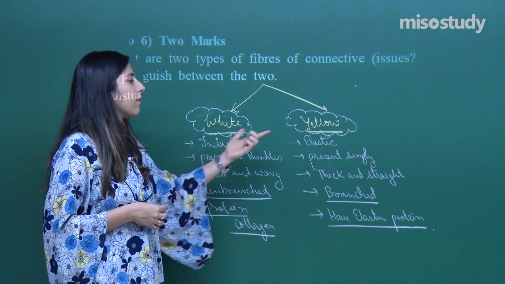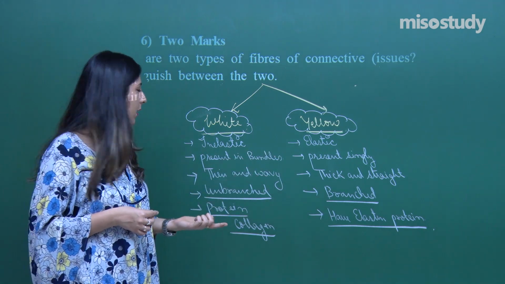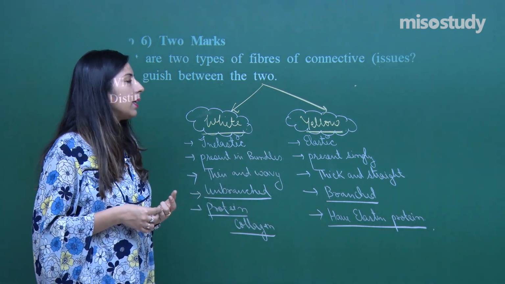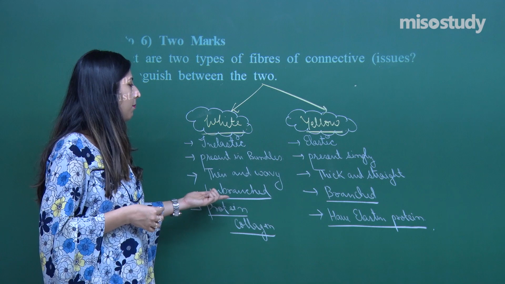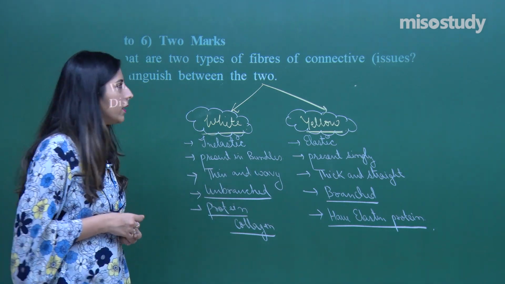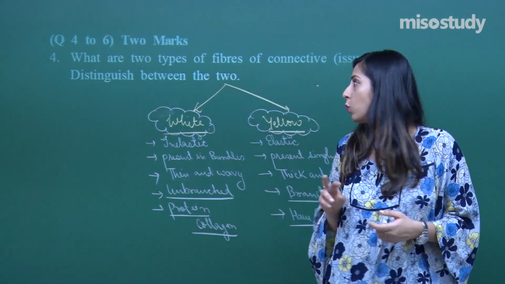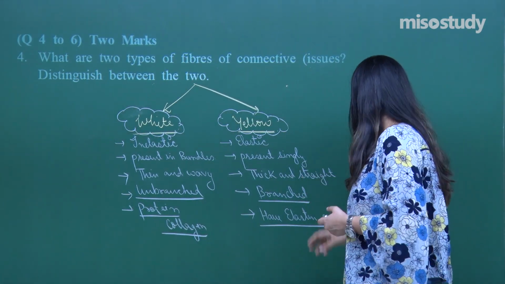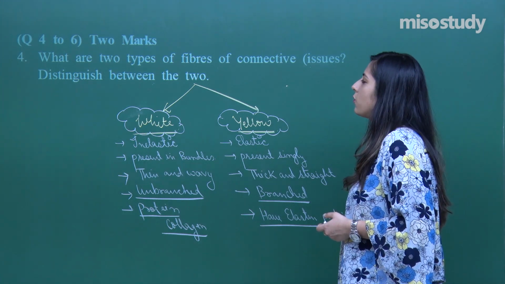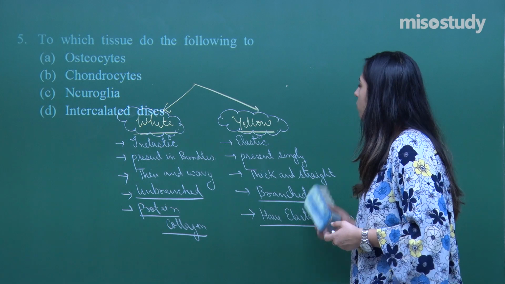They are inelastic, whereas these are elastic. White fibers are present in bundles, yellow fibers are present singly. White fibers are thin and wavy, yellow fibers are thick and straight. White fibers are unbranched, yellow fibers are branched, and also the protein that we have already discussed. So, this was question number 4. Now, let us discuss the next question. Yes, this question is again of 2 marks.